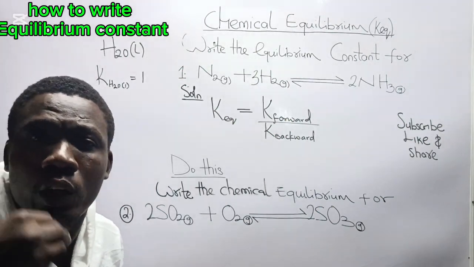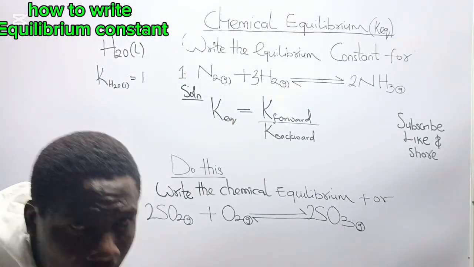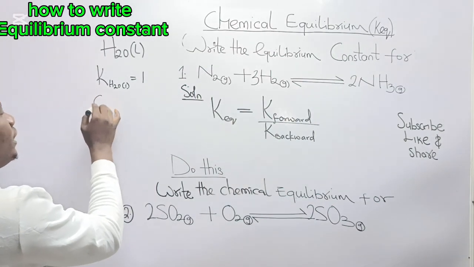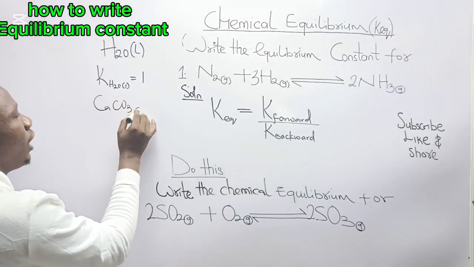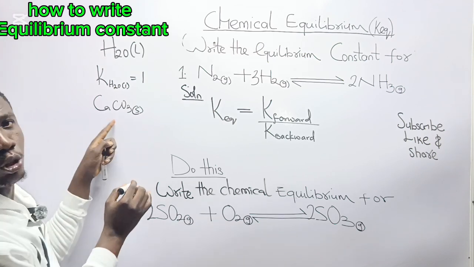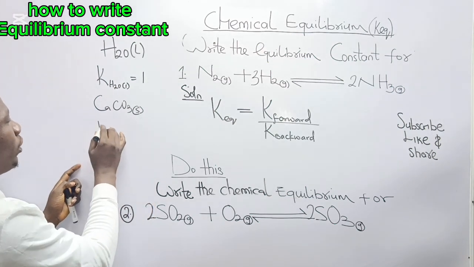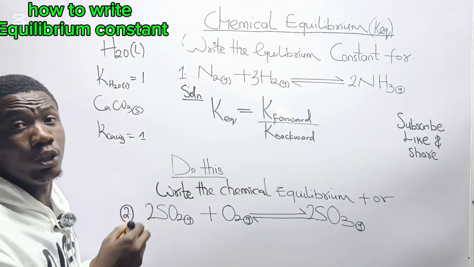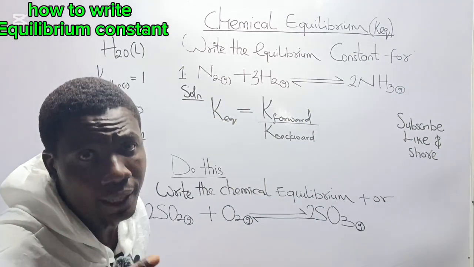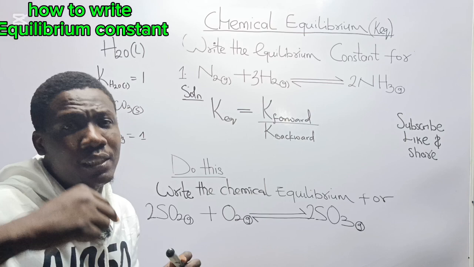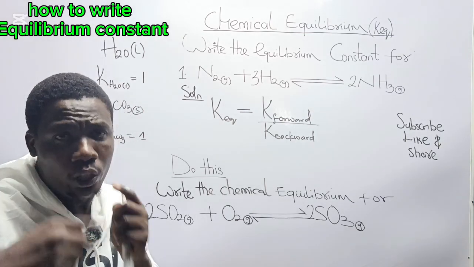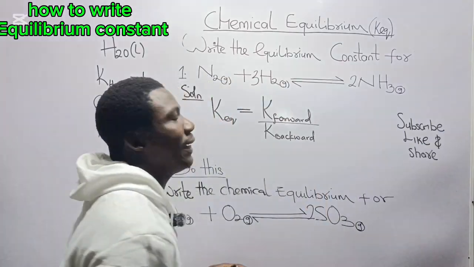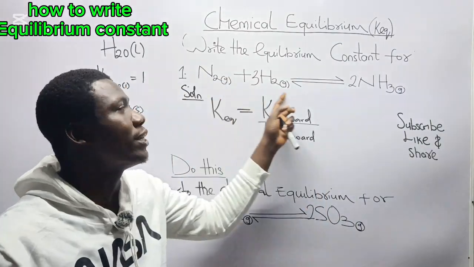If I'm writing the equilibrium constant for a solid as well, it's still equal to 1. That means if I have CaCO3, which is a solid, and I want to write the equilibrium constant, it will be the equilibrium constant of CaCO3 equals 1. So it should be noted that pure water, that's H2O, and solids have an equilibrium constant of 1. So if we look at this reaction, we'll see that they are all gases. So none of them is equal to 1.